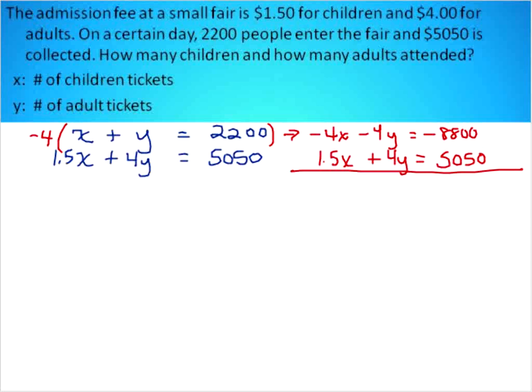Then, adding here, -4 plus 1.5 gives us -2.5x. The y's cancel. -8,800 plus 5,050 gives us -3,750. Dividing both sides by -2.5 gives us x equal to 1,500. So the number of children tickets is 1,500.